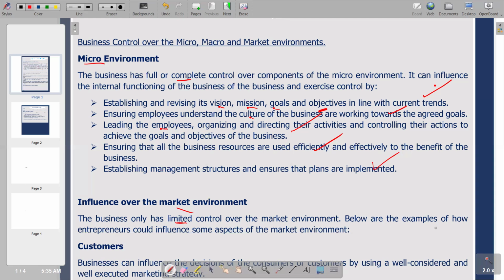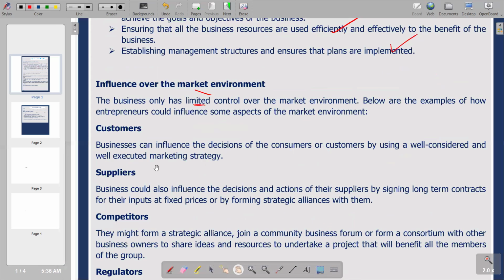Below are examples of how entrepreneurs could influence some aspects of the market environment. These are the components that are controlled under the market environment. We have customers as a component of the market environment. The business can influence the decisions of the customers or consumers by using a well-considered and well-executed marketing strategy. Through marketing strategies, that's how the business can interact with the consumers or customers. So that's how they can exercise control over the customer.